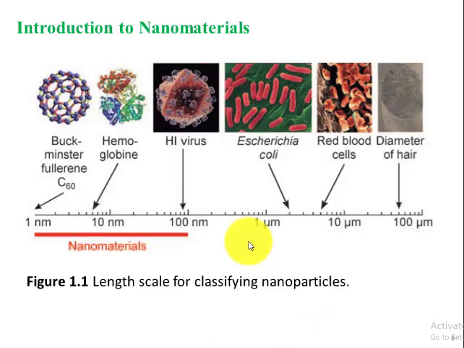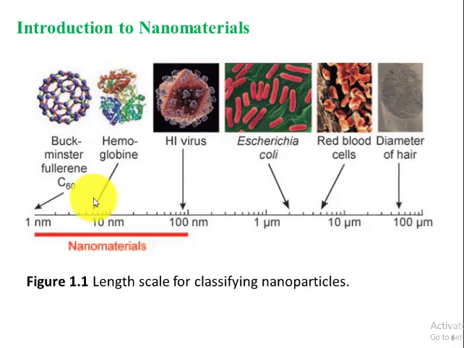This is figure 1.1. This figure explains some materials and particles. This is the length scale for classifying nanomaterials. On the right hand side of the figure, we can see the diameter of a hair, which is 100 micrometer. From here to red blood cells, we can see a decrease in size. The red blood cells are in the range of 10 micrometer. E. coli is 1 micrometer in size, and HIV viruses are only 100 nanometer.